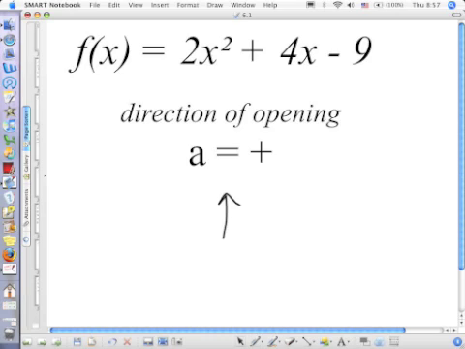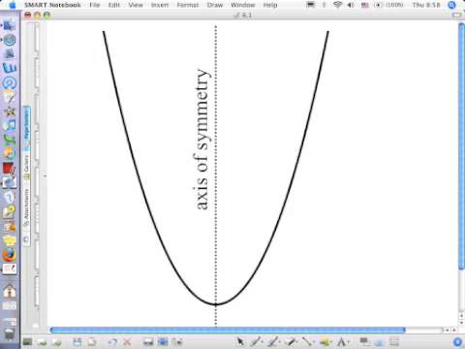The direction of opening of this specific parabola, since a is positive, is up. This parabola opens up. Okay? And all I have to do to figure that out is look at the sign of the first term. That's all I have to do. The x squared term. No calculations involved, just using my eyes.